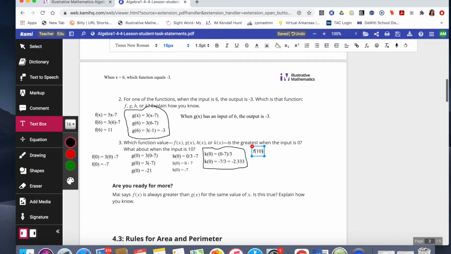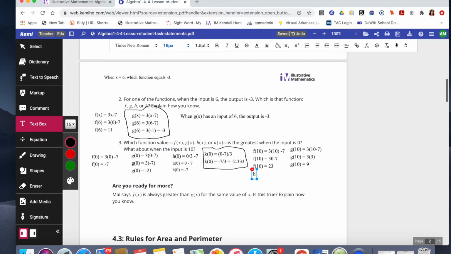So f of 10 equals 3 times 10 minus 7. F of 10 equals, this would be 30 minus 7. F of 10 equals 23. Okay, let's do g of 10. This was 3 times 10 minus 7, equals 3 times 10 minus 7 is 3. So g of 10 equals 9.